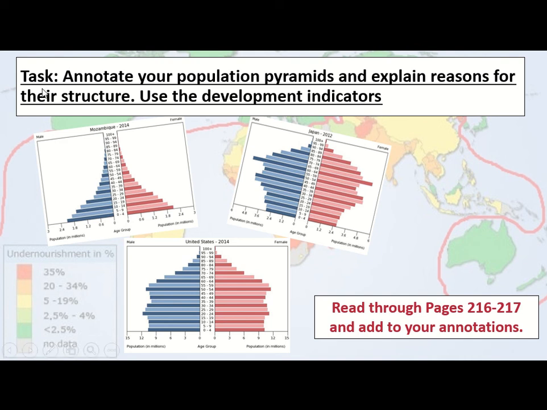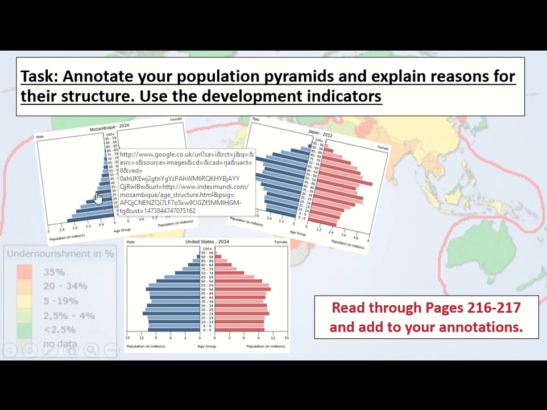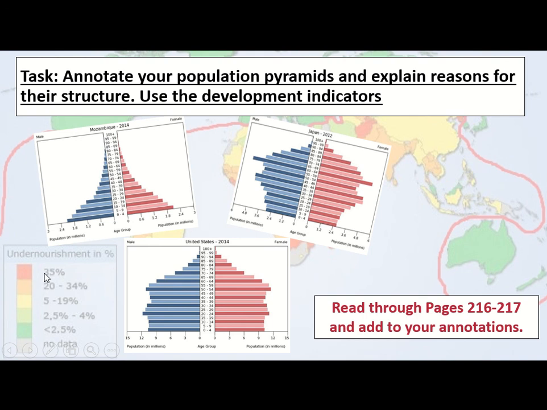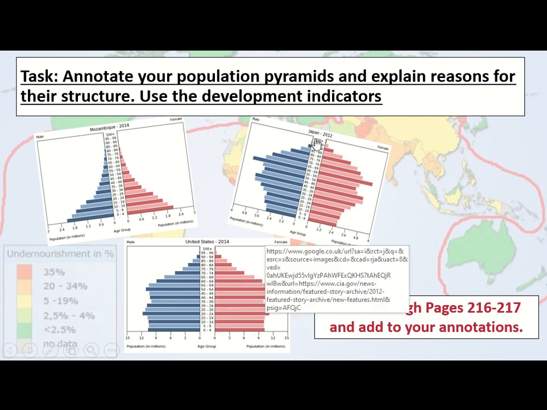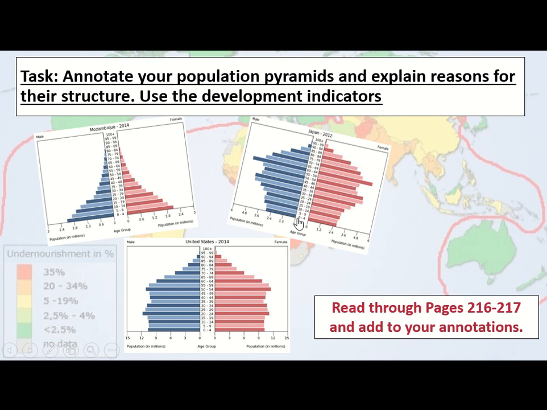Now, Mozambique is a less developed country, okay? I'll tell you that now, so there's no ambiguity about that. The United States is a developed country, and Japan is a developed country. These are both developed countries. But Japan is a few stages on from the United States of America in terms of their population pyramid. And you can see the big difference between Japan and the United States is here, in the young dependent age range. What do you think is happening there?